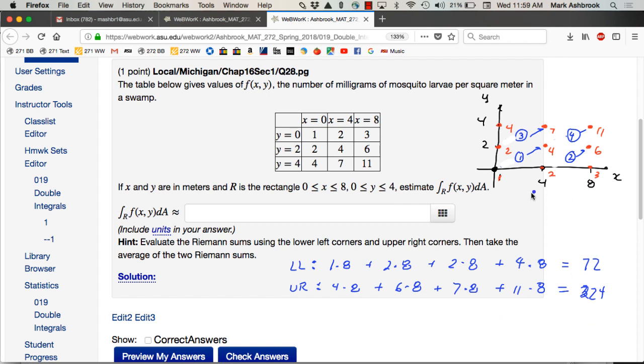And so that's evaluating. So what is 72? That's saying that the total number of milligrams using the lower left, the total milligrams for that whole thing is estimated at 72, and then the total milligrams using upper right is 224. So then it tells you to average. And what's the average of those two? 296, is that right? So 150 minus 2, 148.